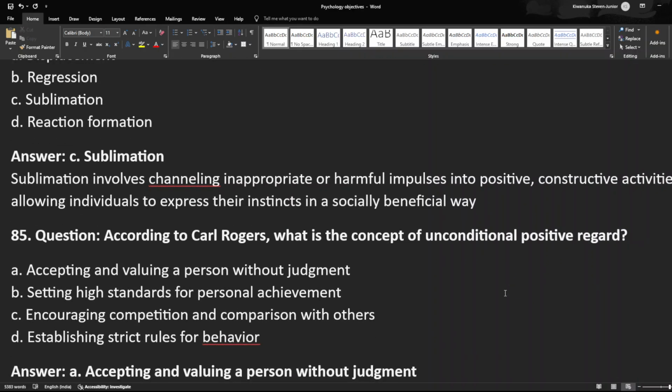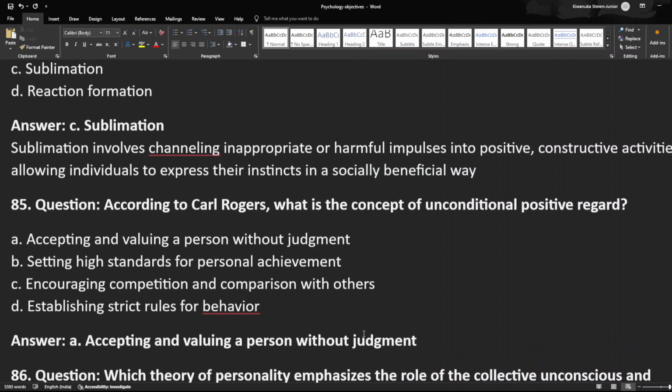According to Carl Rogers, what is the concept of unconditional positive regard? We actually talked about it up there: loving someone or accepting someone the way they are, related to loving somebody unconditionally. It means accepting and valuing a person without judgment.